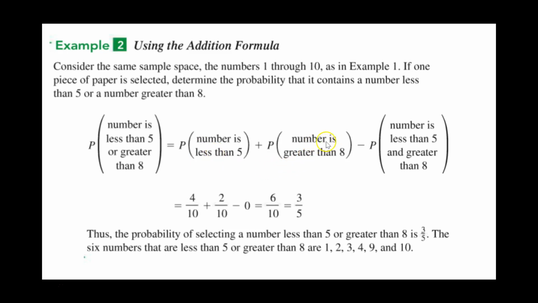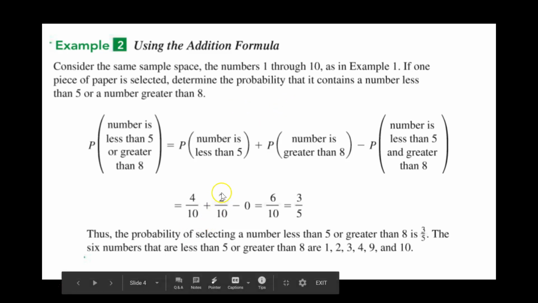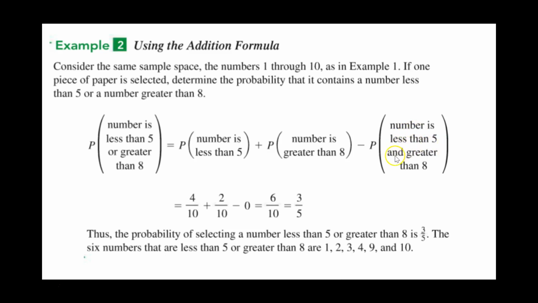Now we need to know the numbers that are greater than 8. Well, it has to be only 9 and 10. So that's why my 2 was over 10. However, what is the probability of the number being less than 5 and also greater than 8? This here doesn't make sense, because how can a number be less than 5 and that same number also be greater than 8? This is where we put 0.